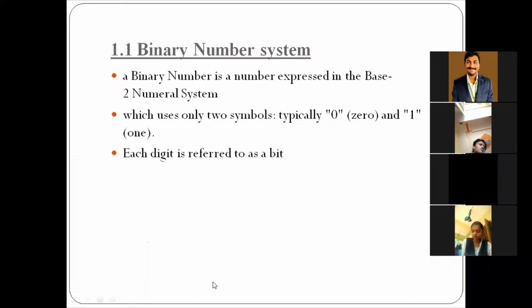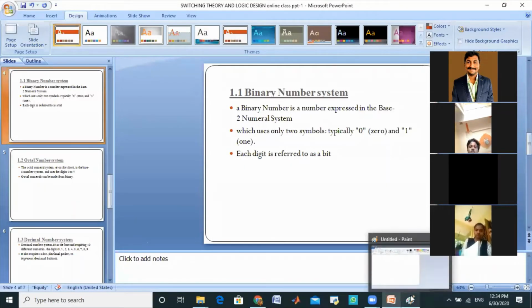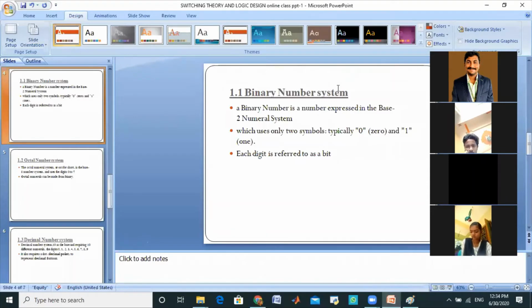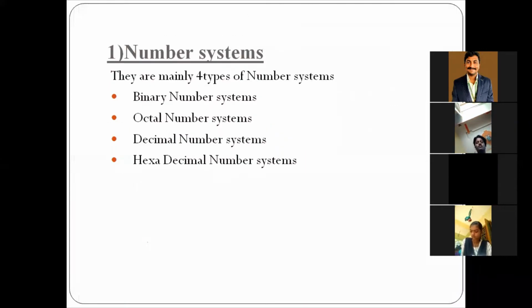Remember this point. The base of the binary number system is 2. Base means the subscript at the bottom. We can write it this way: 10111 with base 2. Remember this point, guys. The base of the binary number system is 2.